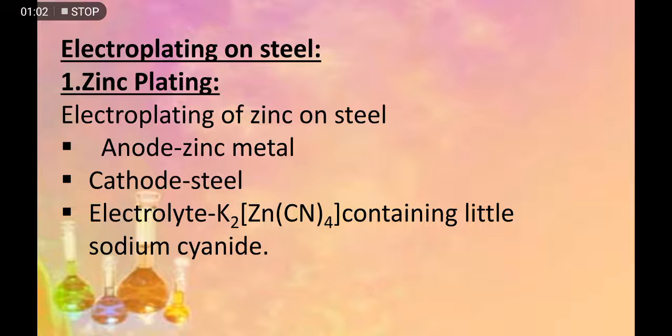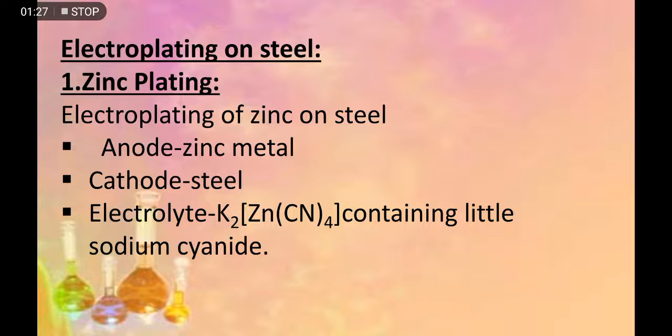Students, as the name of the topic shows, electroplating on steel means we want to deposit other metals on steel. Steel will act as cathode in every case, and we will use different metals for depositing on steel. In the first case, we want to deposit zinc on steel. Its name is zinc plating.